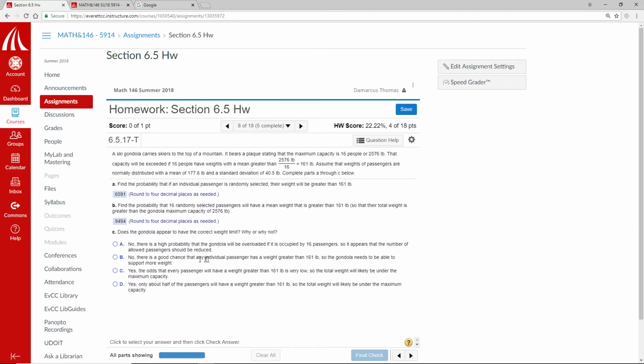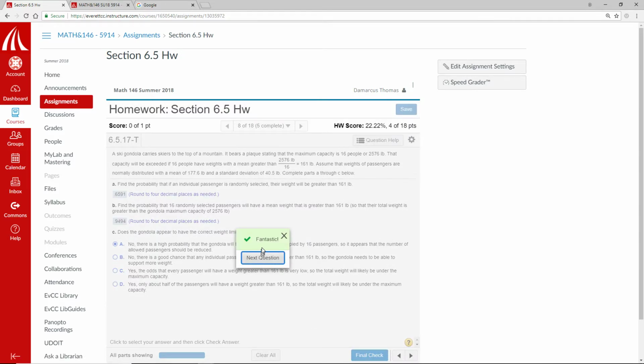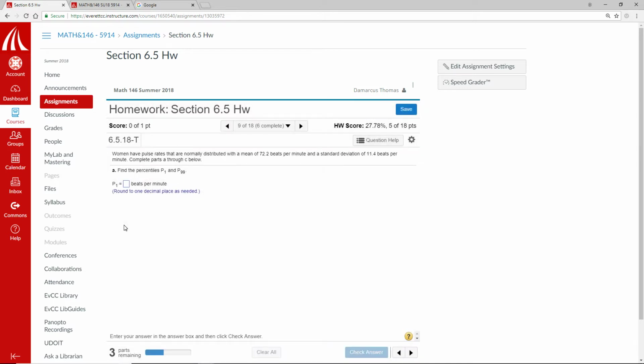No, there's a good chance that... yes, the odds that every passenger will have a weight greater than 161 is low. Yes, only about half the... I like the first one, to be honest. It just reads better. It didn't have the best weight limit, okay? That probability was very high.